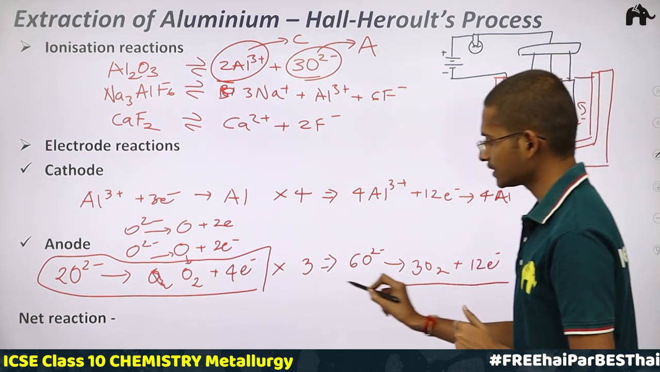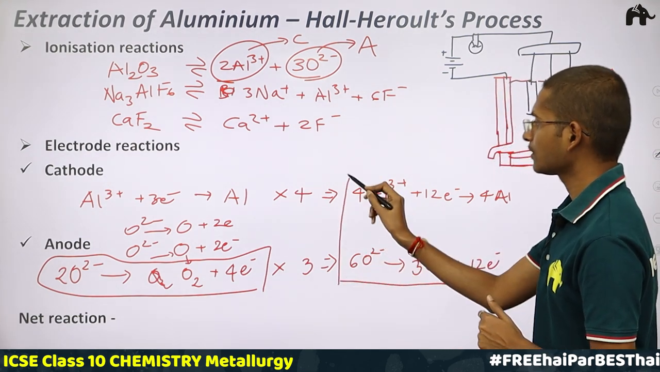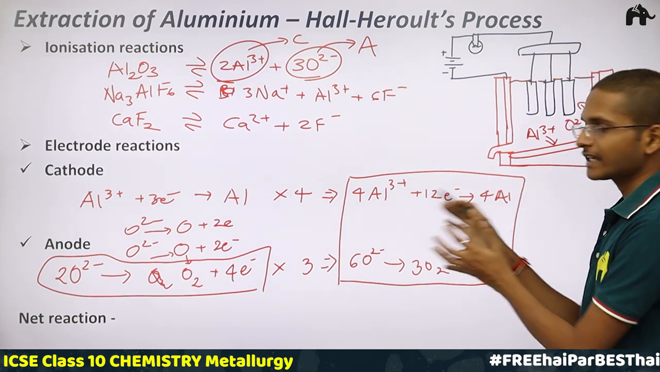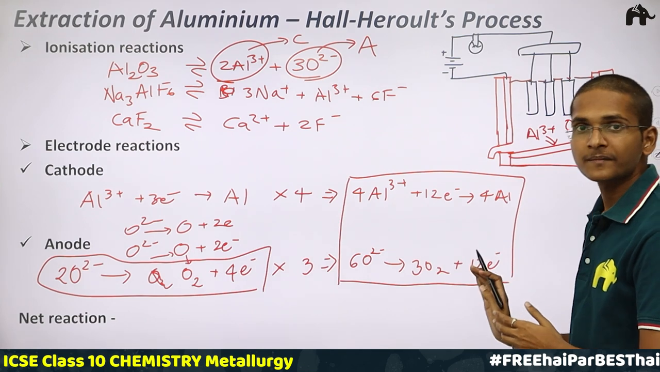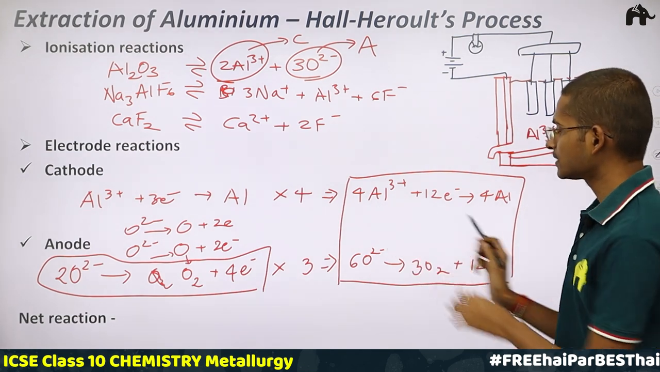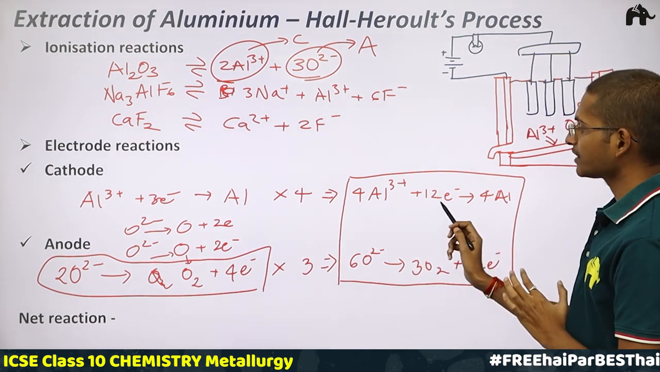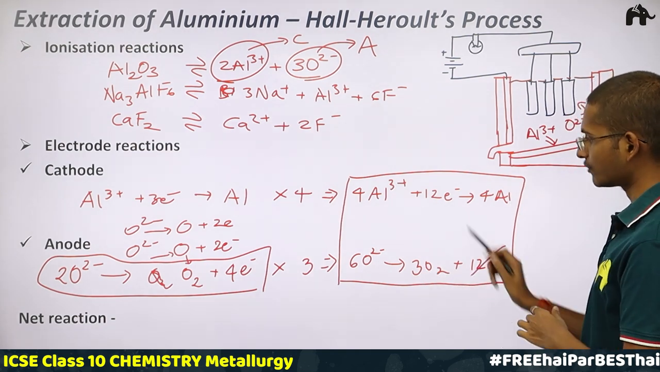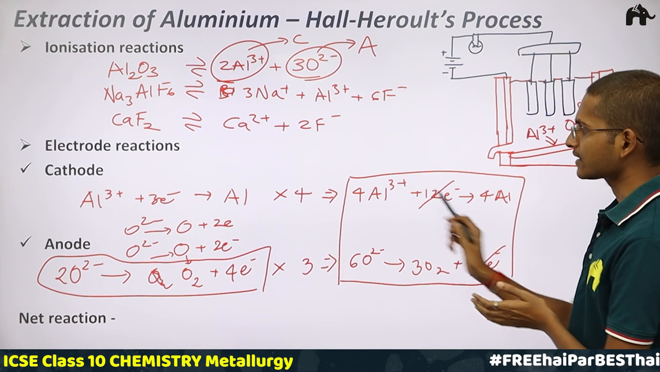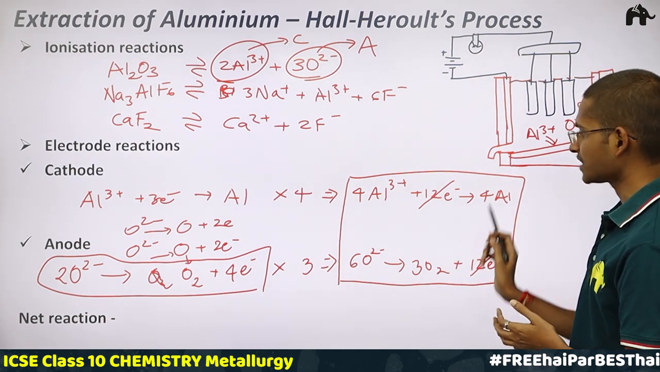Now, for writing the net reaction, I simply need to cancel out the same species on opposite sides of the reaction. One reactant side has 12 electrons, and the other reaction's product side has 12 electrons. So I just cancel those out, and nothing else gets cancelled, because nothing else matches.